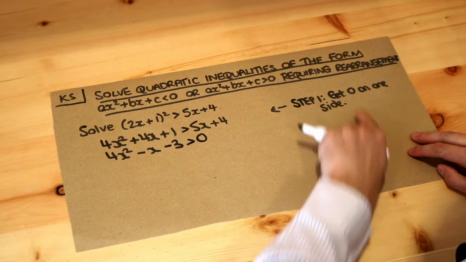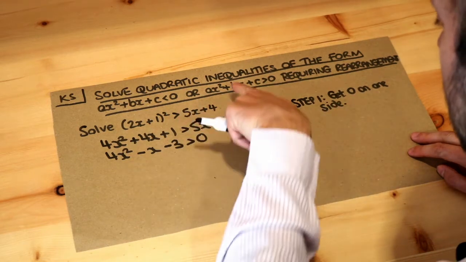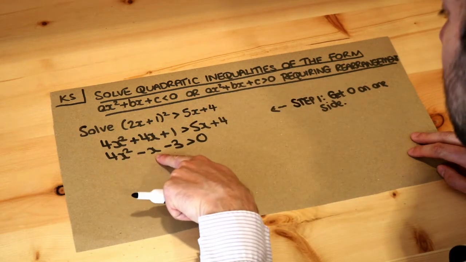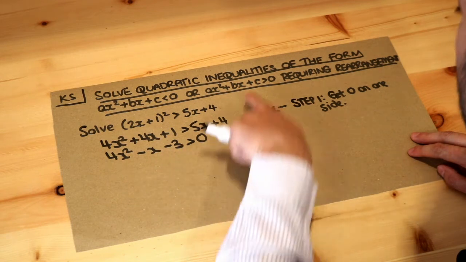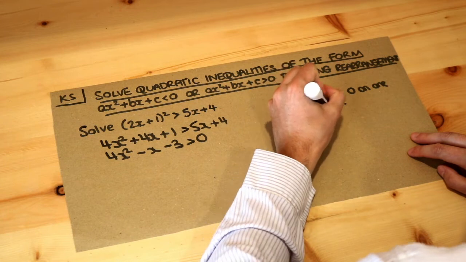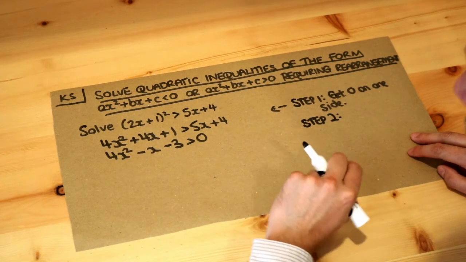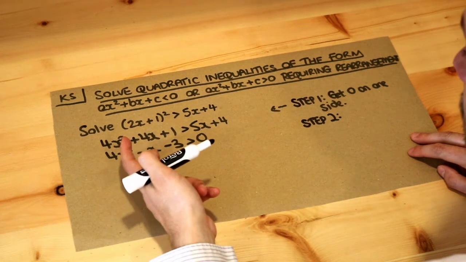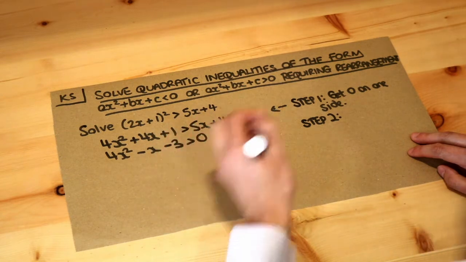So we've done step 1, we've got 0 on one side, and we've got it in this form here, something x squared plus something x plus something is greater than 0. Now step 2 is to factorize. So you imagine like you were just solving a quadratic equation. You were solving 4x squared minus x minus 3 is equal to 0.